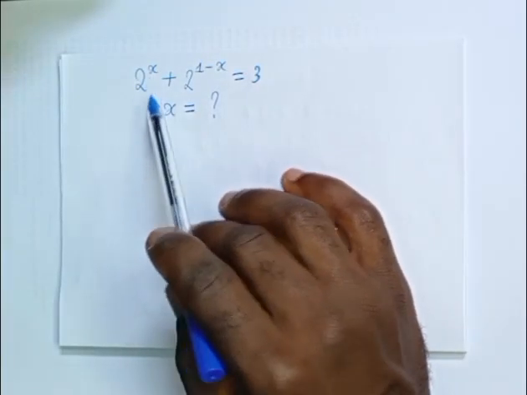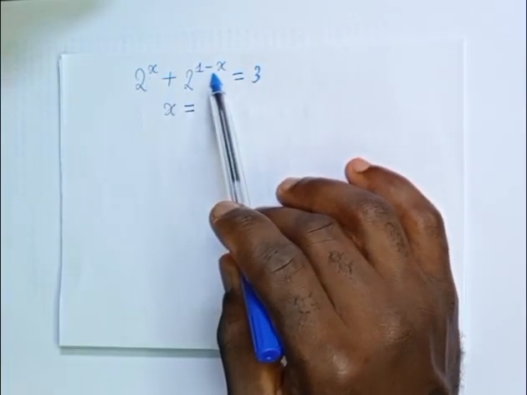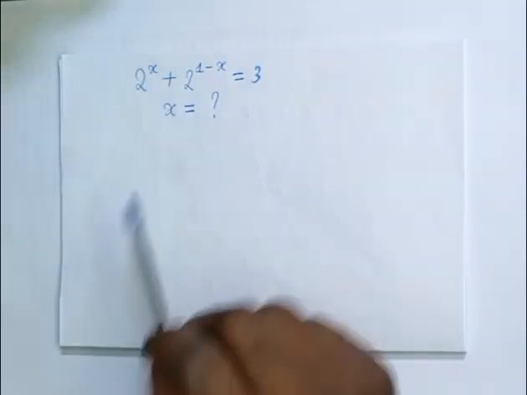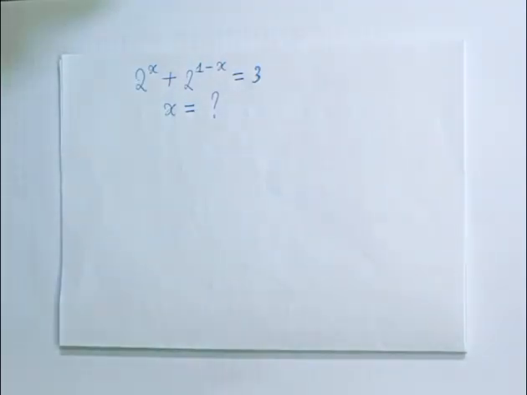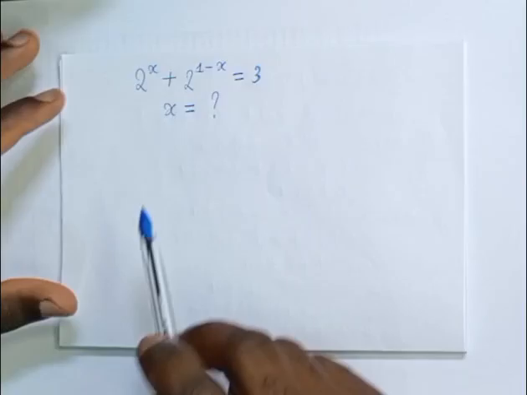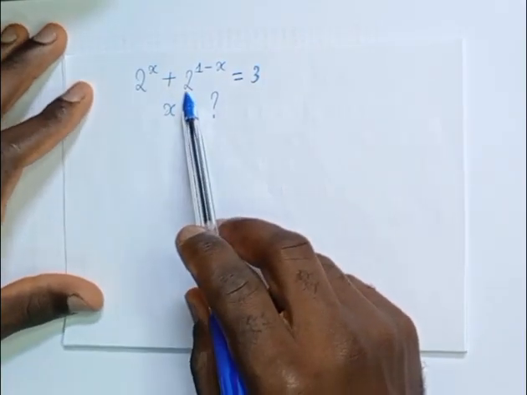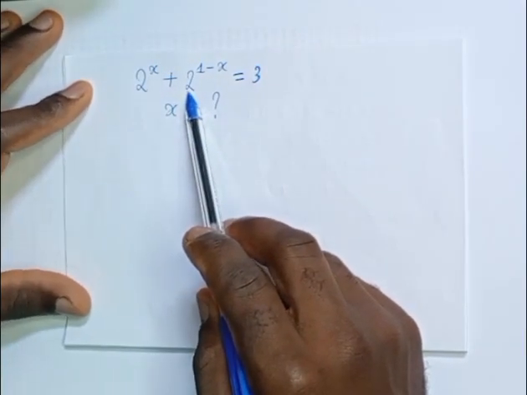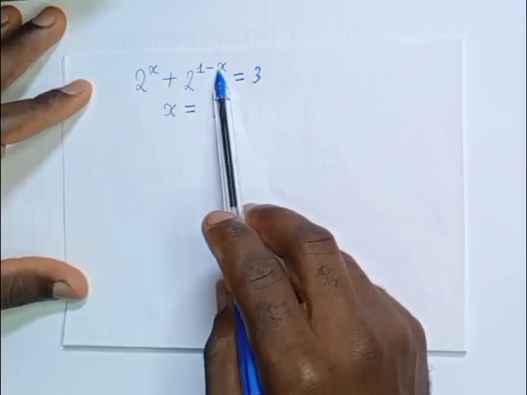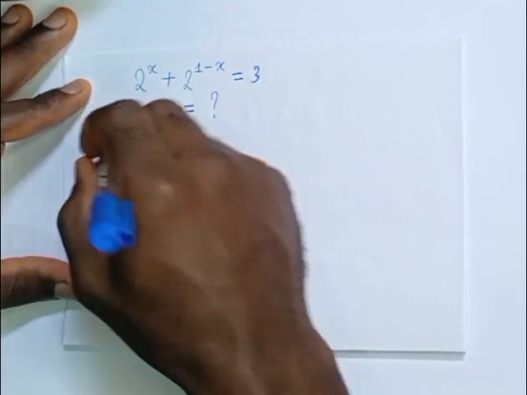2 raised to the power x plus 2 raised to the power 1 minus x is equal to 3. We have to find the value of x. For us to answer this question, first we are going to start by simplifying 2 raised to the power 1 minus x.